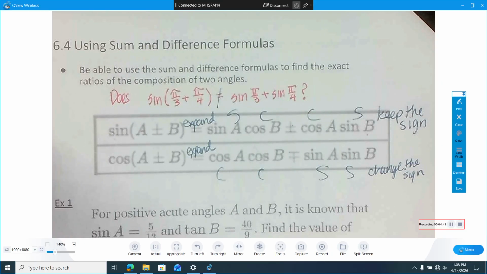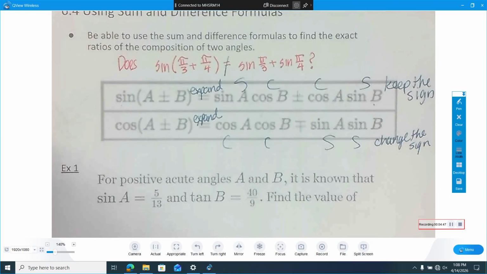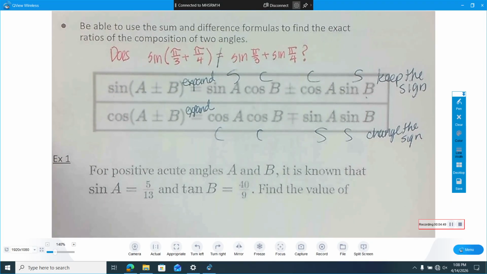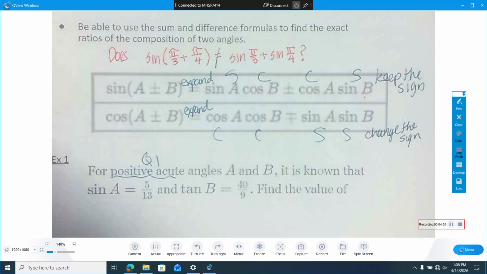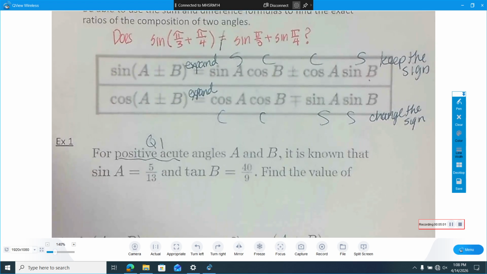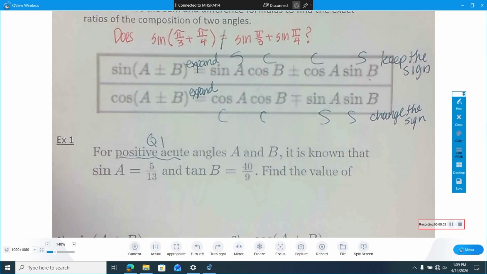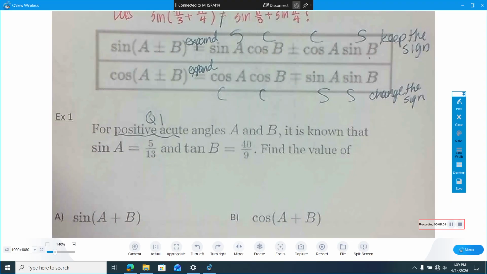All right. So example 1. We're going to expand here. For positive acute angles A and B, and this is important, positive acute angles basically mean we are in quadrant 1. That's nice to know. It is known that the sine of angle A is 5/13, and the tangent of angle B is 40/9. Well, I need some extra information here.